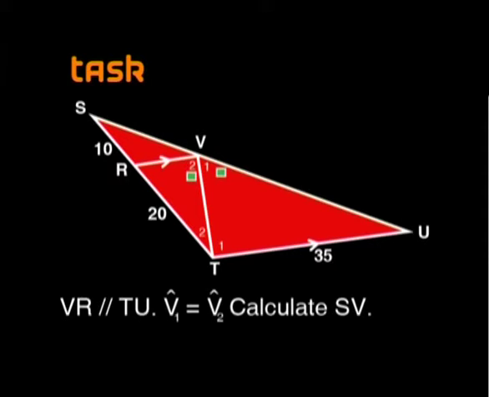Given triangle STU with VR parallel to TU and V1 equal to V2, calculate SV and TU equals 35. RT equals 20 and SR equals 10. Make use of the equal angles, the parallel lines, and one of the theorems we have used in the last 2 lessons. A hint for this question: find the value of VU first.